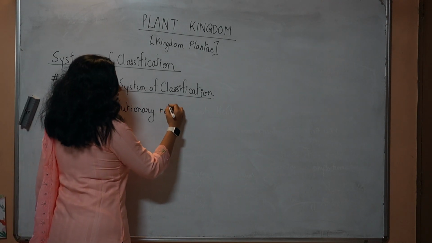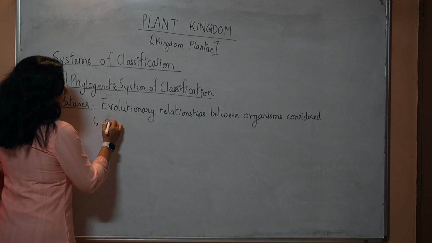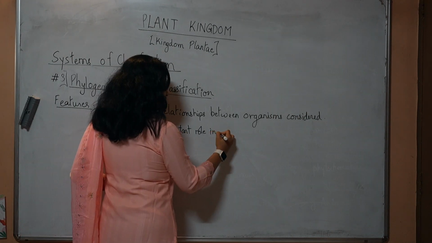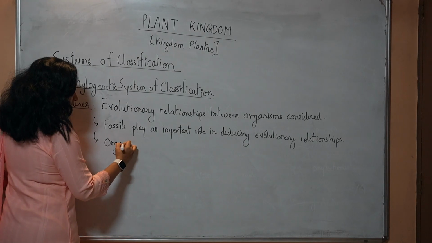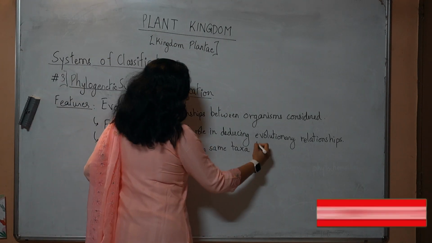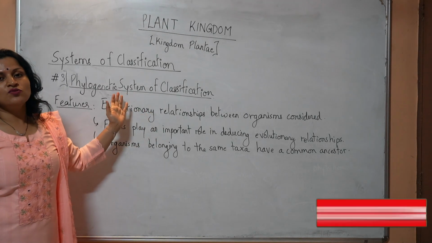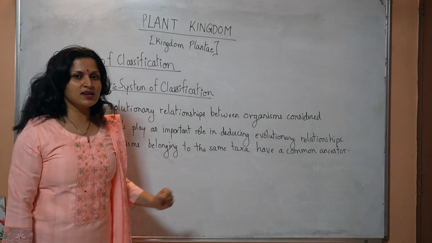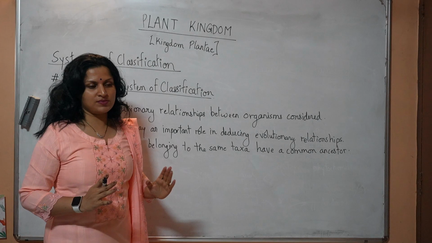Evolutionary relationships between organisms are considered, and fossils play an important role in deducing evolutionary relationships. Organisms belonging to the same taxa have a common ancestor. By far this is the most advanced and used as of today phylogenetic system of classification, wherein fossils are used for deducing the evolutionary relationships between organisms.